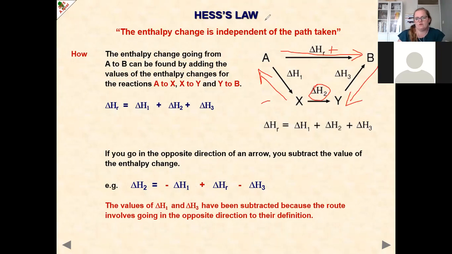In a similar way, you could get asked to find delta H3. So you might go this way, we'd subtract that one, go this way, subtract that one, go this way, we would add that one. So yeah, we can go in a few different ways.